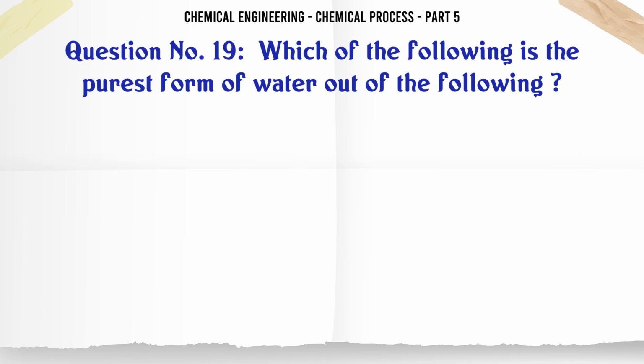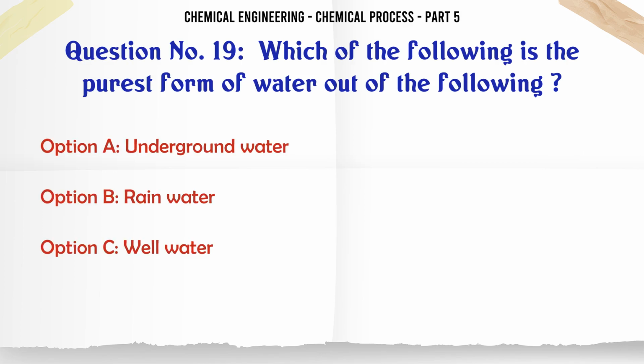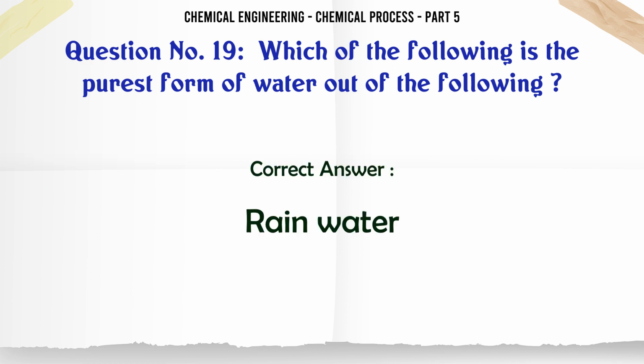Which of the following is the purest form of water out of the following? A. underground water. B. rainwater. C. well water. D. lake water. The correct answer is rainwater.